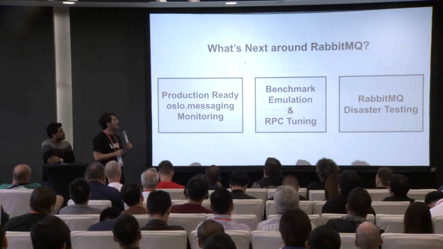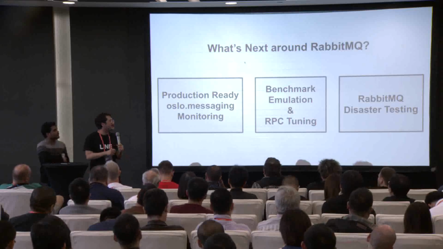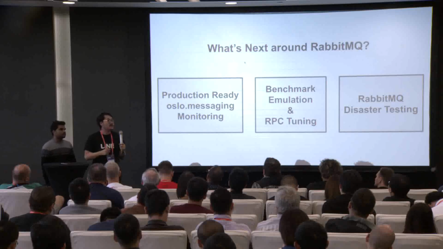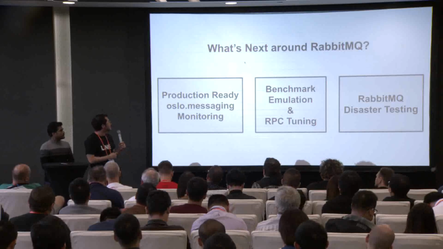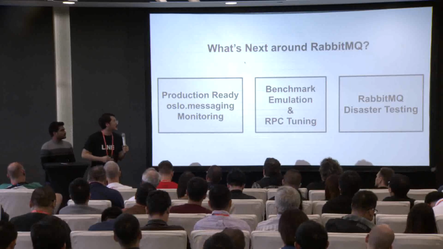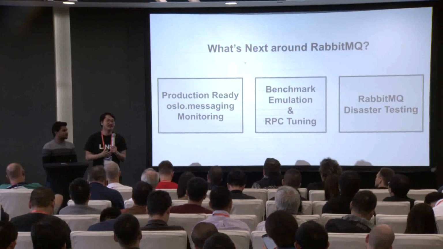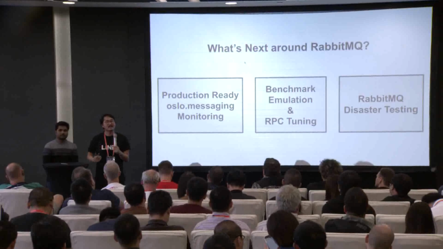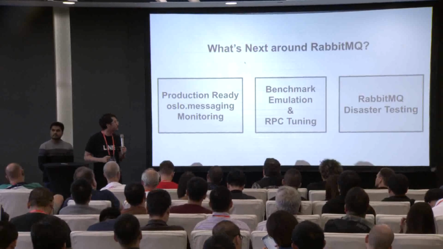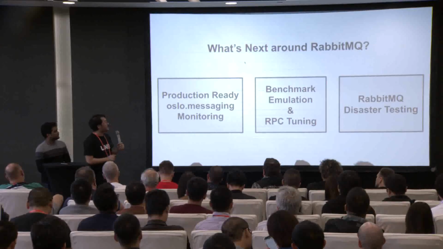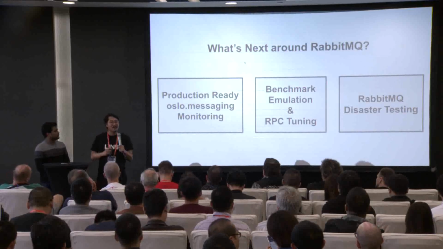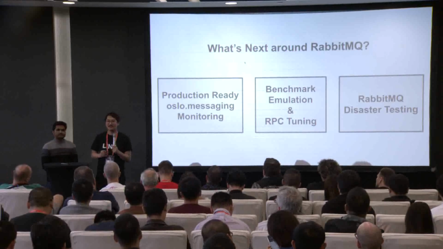And the last topic is RabbitMQ disaster testing. This is similar to the benchmark emulation, but we are also thinking to perform RabbitMQ disaster testing after we introduce messaging library behavior monitoring, to understand if a RabbitMQ node goes down, how exactly the RPC implementation gets affected. In the next summit, I hope we can update this topic. This is all we've prepared today, so thank you so much.